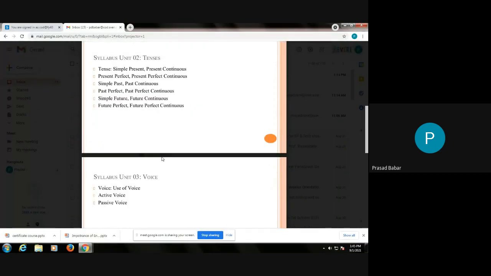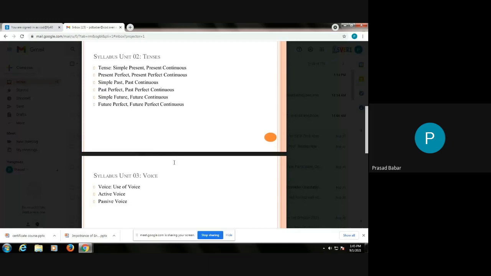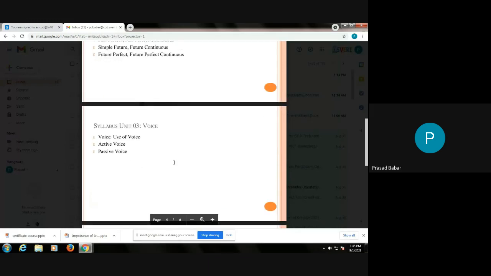Please do study in advance this chapter of tenses. And unit 3 is of voice. So voice म्हणजे काय तर प्रयोग. ऍक्टिव्ह व्हॉइस म्हणजे कर्तरी प्रयोग आणि पॅसिव्ह व्हॉइस म्हणजे कर्मणी प्रयोग. कर्तरी प्रयोग, कारण कर्ता महत्वाचा असतो ऍक्टिव्ह व्हॉइस मध्ये.